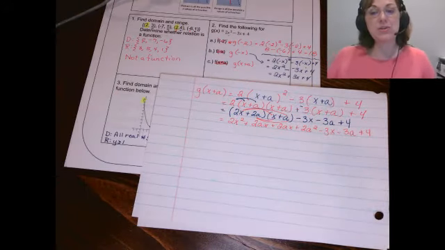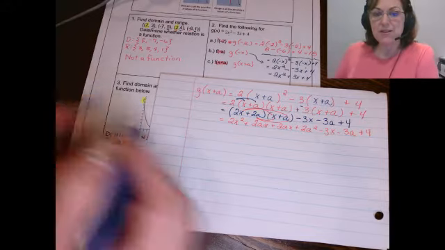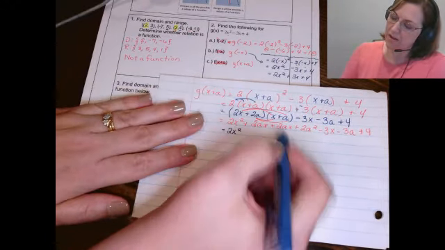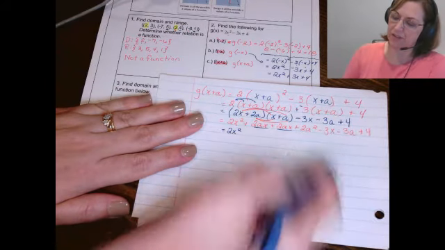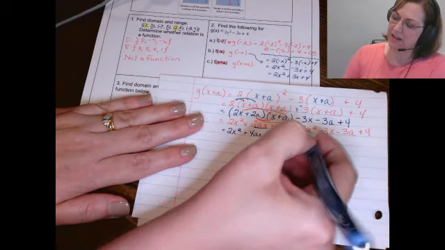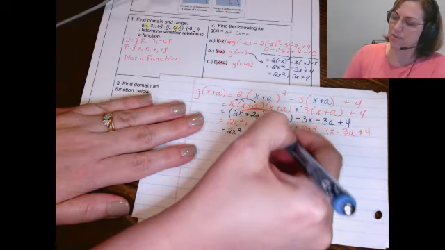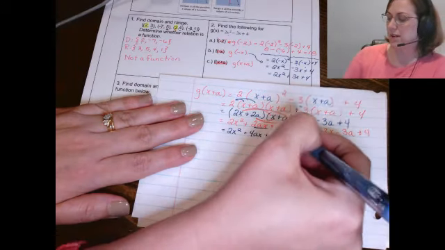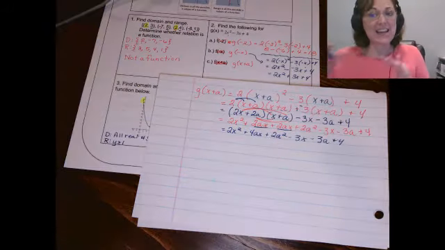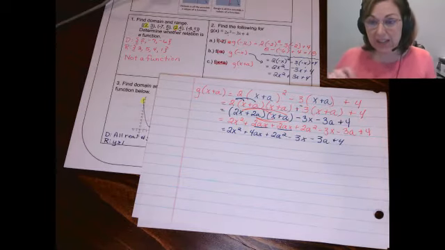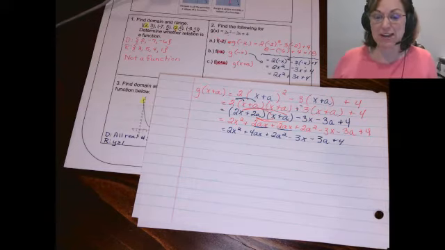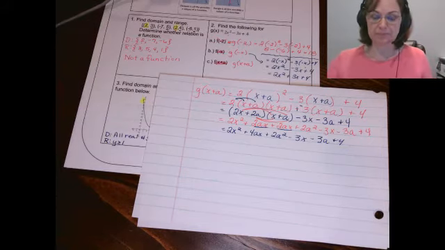And now all we have to do is collect like terms. So I see my 2x squared term. Then I have these two that go together, that gives me 4ax. Then I've got plus 2a squared minus 3x minus 3a plus 4. And I can't go any further with that because there are no more like terms. So that is what my g of x plus a equals.